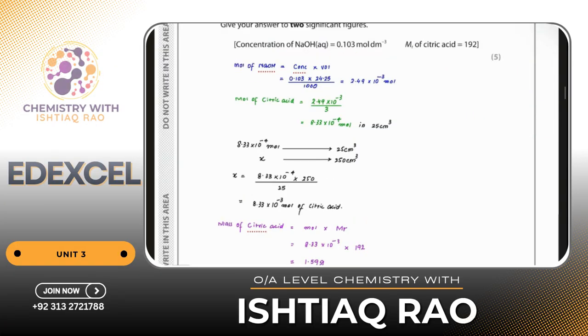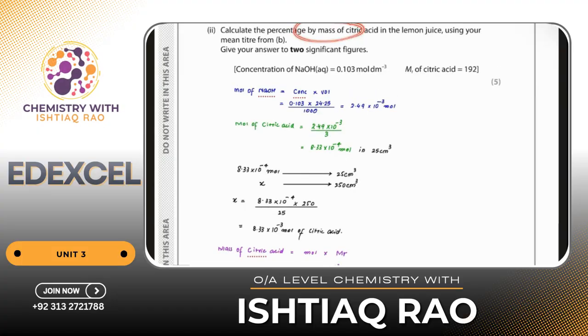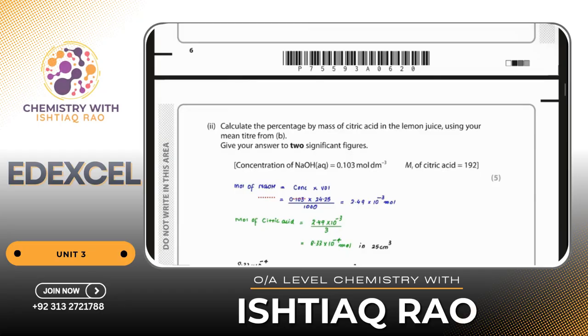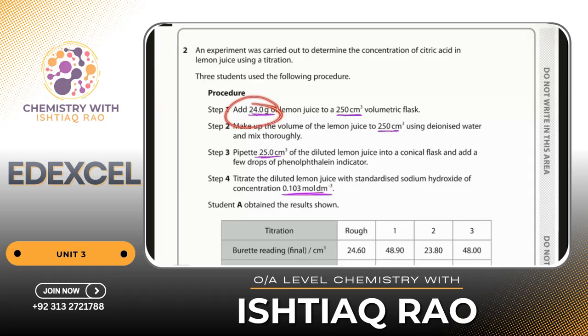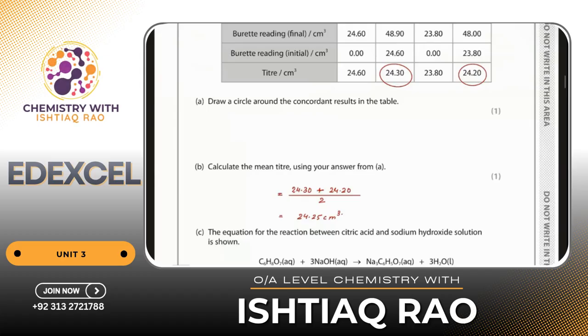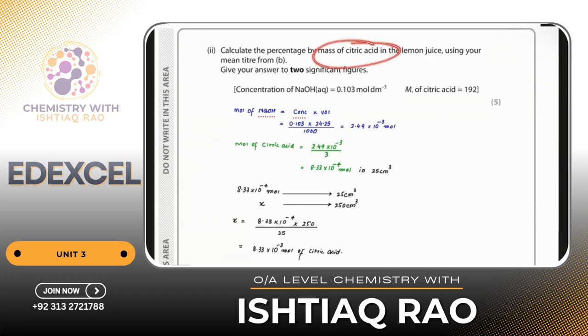So they are asking to find the percentage by mass of citric acid. So we have to find the mass of citric acid divided by the total mass. I think they have given the total mass. Let me see. Yeah, they have given you the total mass of lemon juice, that is 24 grams. So we have to find the mass of citric acid, divide by the total mass, that is 24, and then multiply by 100. It would give you the percentage by mass of citric acid. But this is 5 marks. How can I find the mass of citric acid?